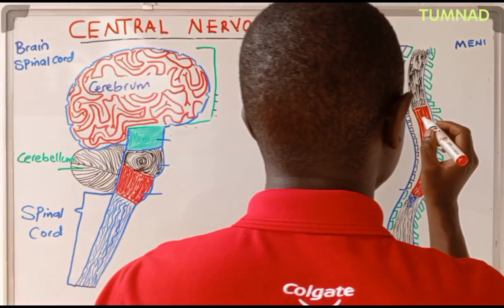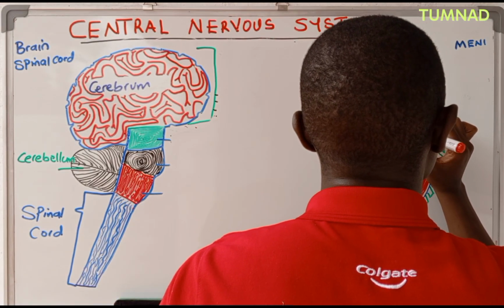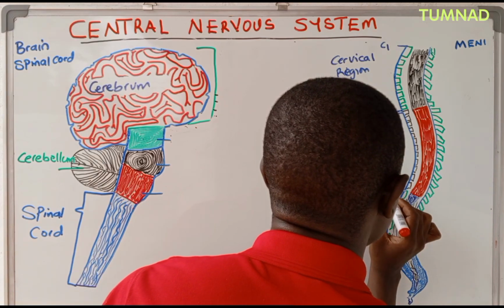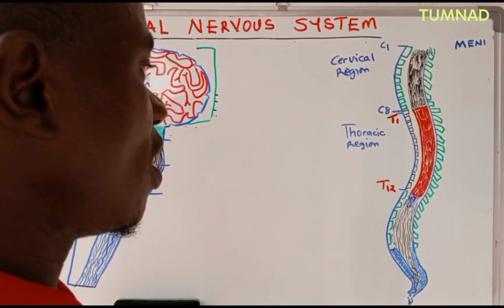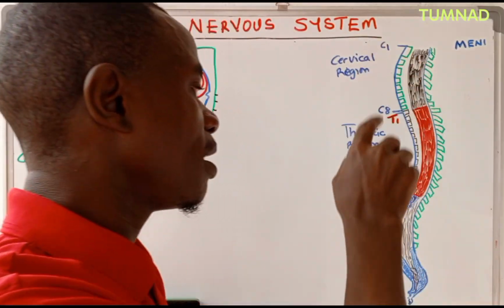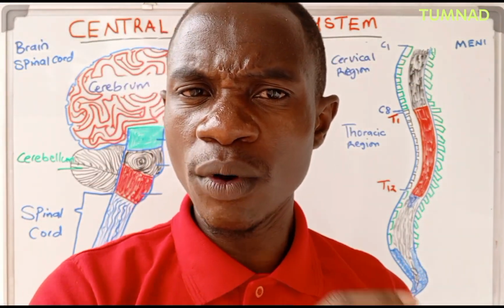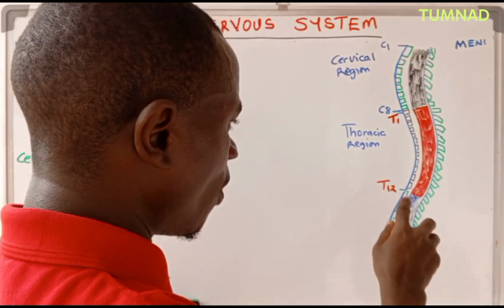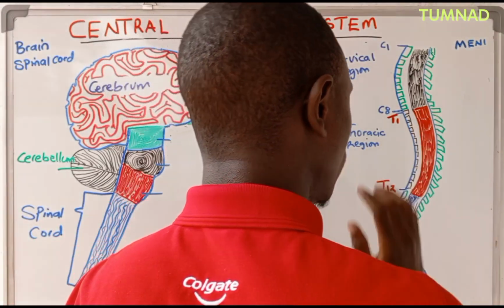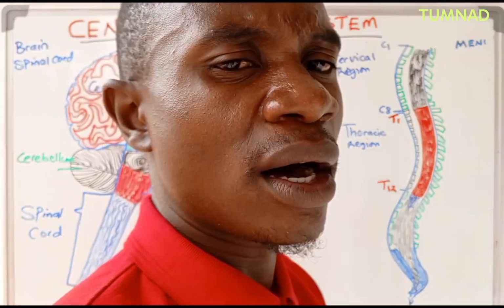We're going to have the one starting from here. For example, we have T1 all along up to T12. Okay, so from T1 up to T12, meaning that we have 12 pairs of thoracic spinal nerves. Okay, now from the thoracic region, we are going to go into our lumbar region.